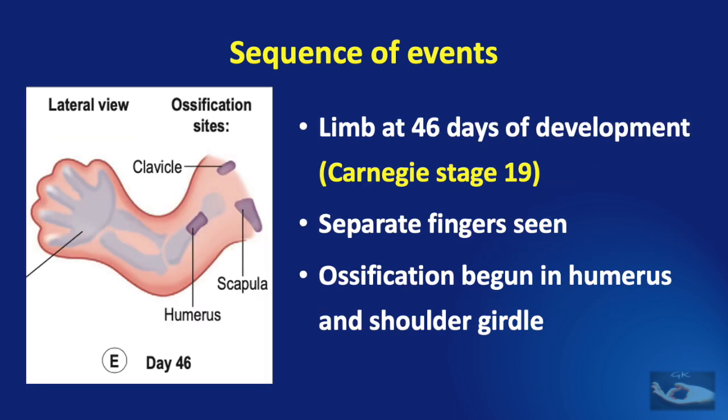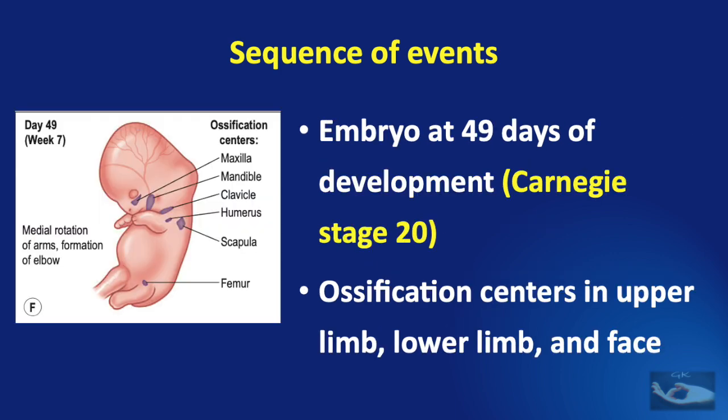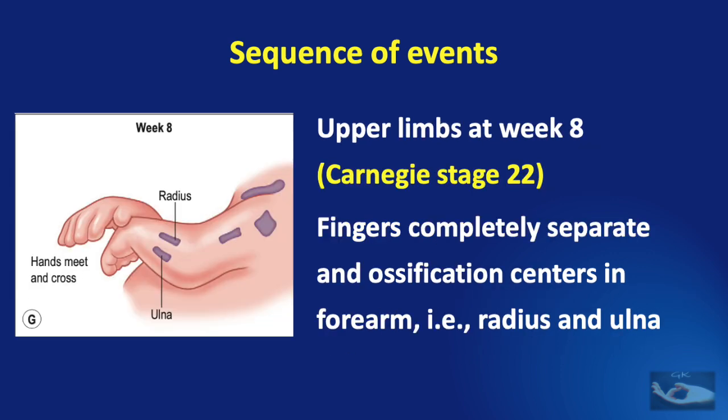By about 46 days of development, Carnegie stage 19, separate fingers can be seen and ossification has begun in the humerus and shoulder girdle. By 49 days or Carnegie stage 20, ossification centers in the upper limb, lower limb and face have occurred. We need to note here that upper limb development is more advanced in time than lower limb development. By the 8th week, Carnegie stage 22, the fingers completely separate and ossification centers are seen in the forearm, that is the radius and the ulna formation.